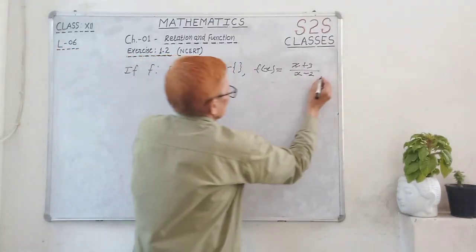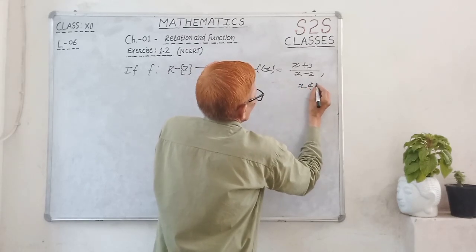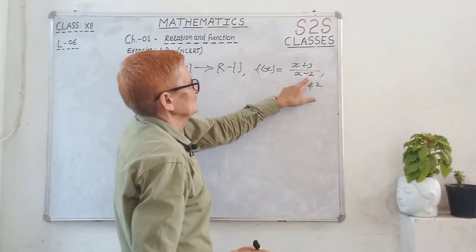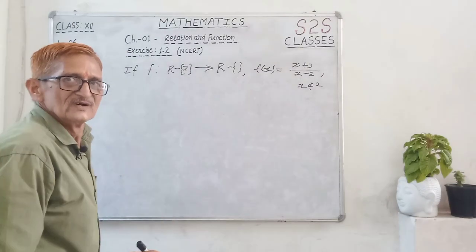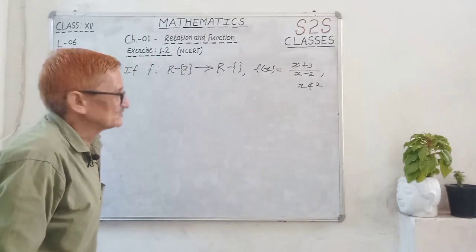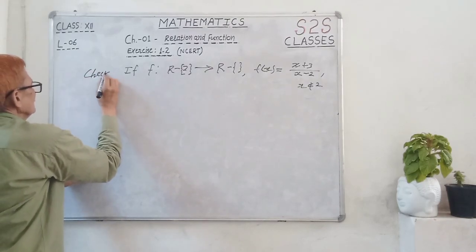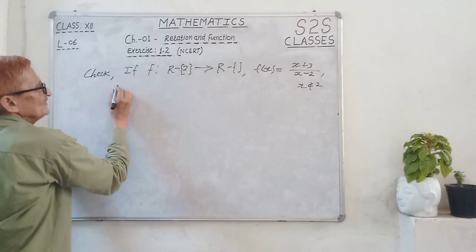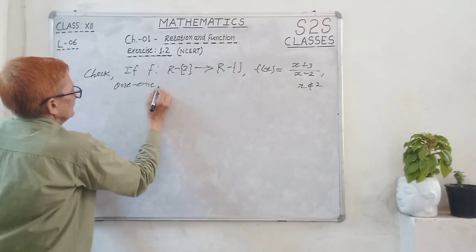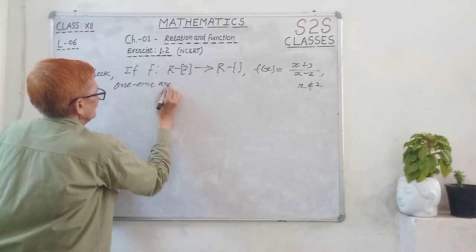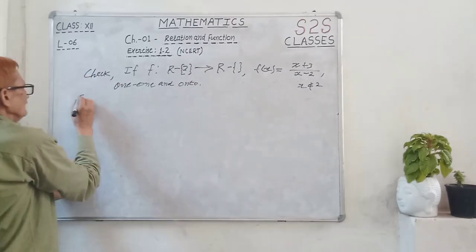And x is not 2, it means x does not belong to 2, because if x is 2 then it will be 0 in the denominator, so it is not a real function. So for the real function we are going to check one-one and onto. Okay, so we are going to check this one-one and onto. Okay, now solution.